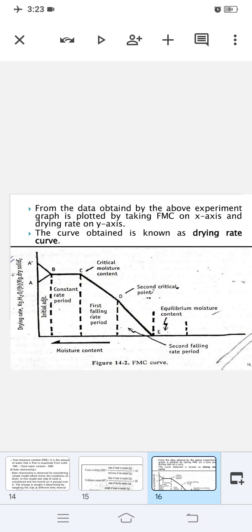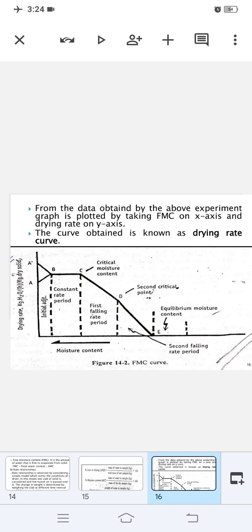First, initial adjustment is from A to B. Second, constant rate is from B to C. First falling rate is from C to D. And the last one is from D to E, that is your second falling rate period. In this graph, you can see that it is plotted by taking the FMC on the x-axis and drying rate on the y-axis.